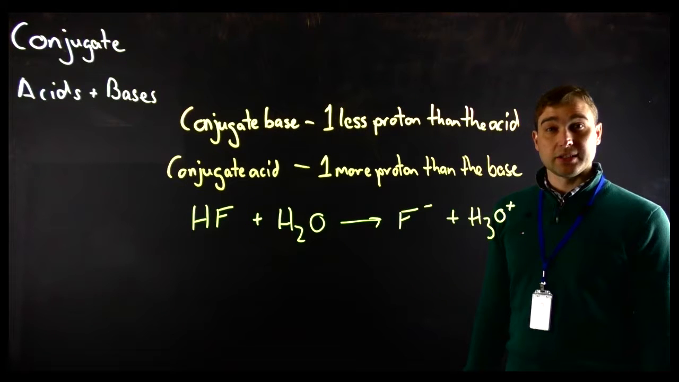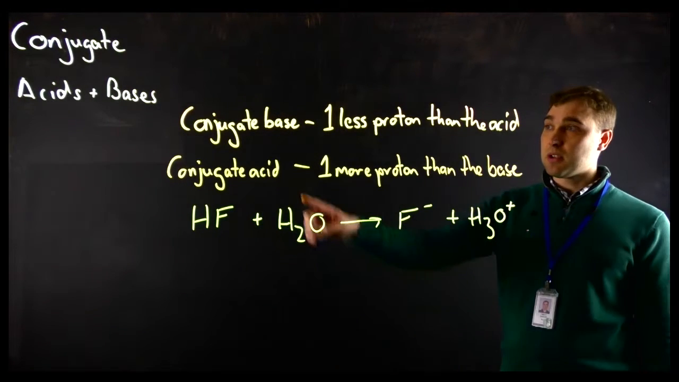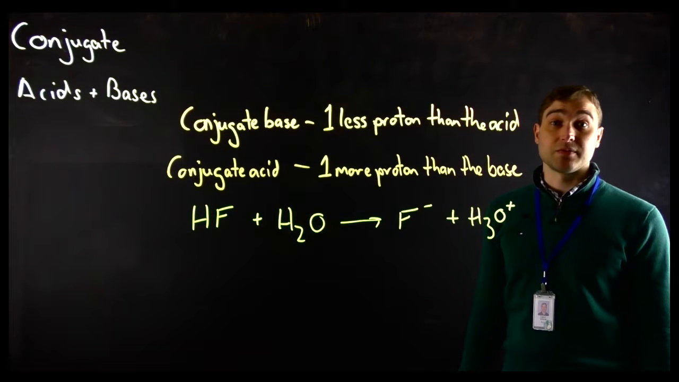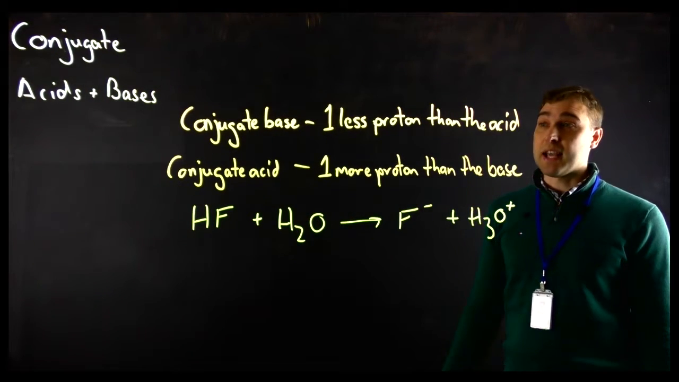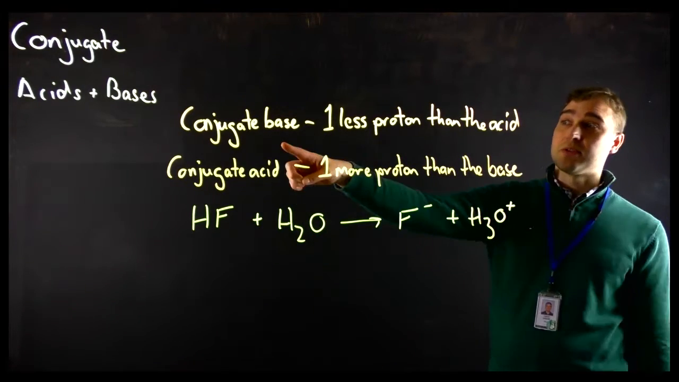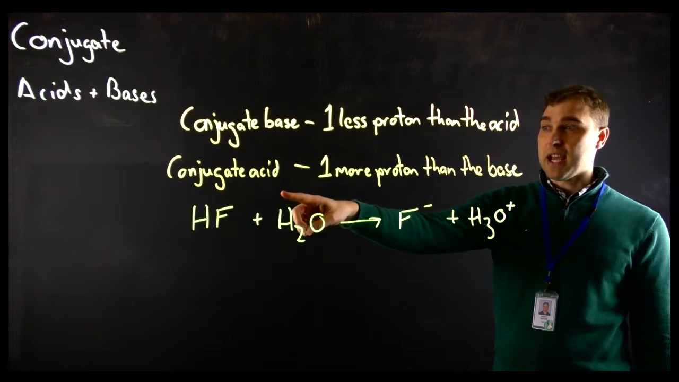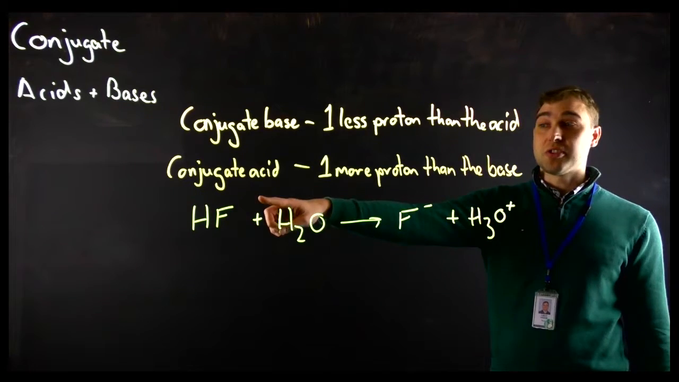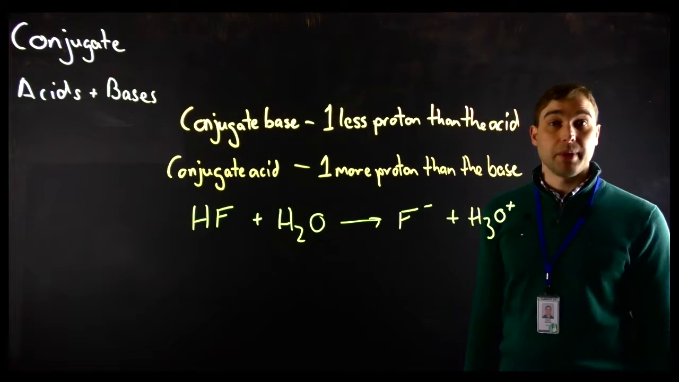An easy way to help you out is to look at what's happening with the protons. If you look at the conjugate bases, they have one fewer proton compared to the acids from which they were generated. So the acid has an extra proton, it's losing that proton, and by losing a proton, it's producing its conjugate base. If we look at conjugate acids, they have one more proton than the base from which they come from. Bases gain protons, so the conjugate acid has an extra proton compared to the base.